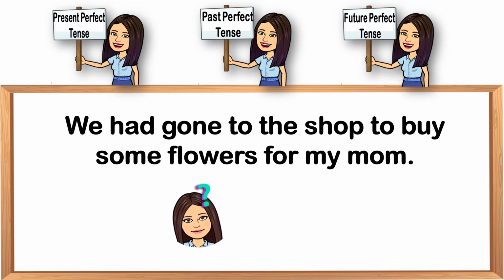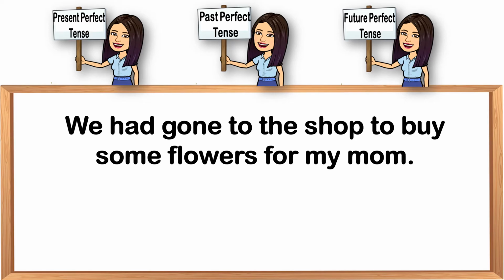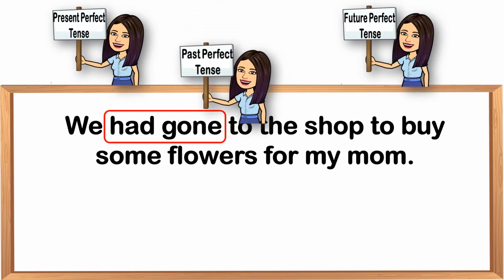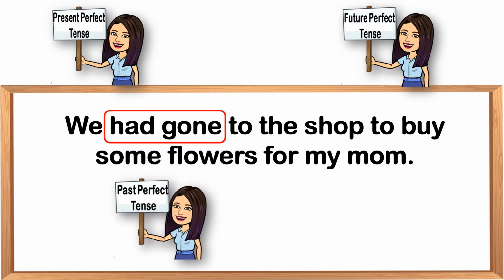We had gone to the shop to buy some flowers for my mom. The verb phrase is had gone and it is in the past perfect tense.